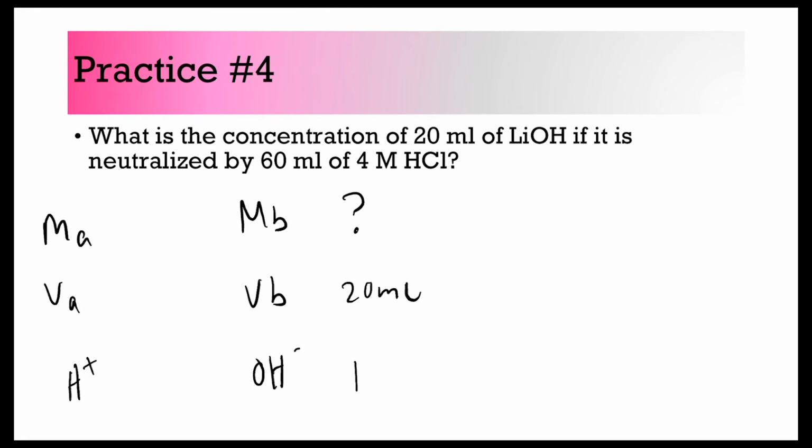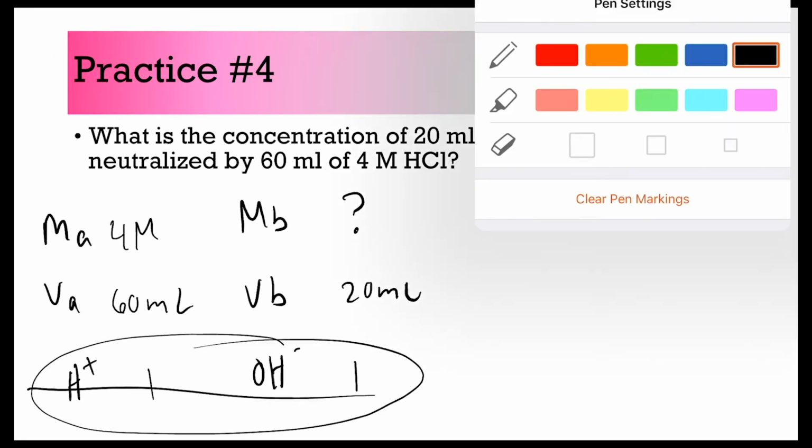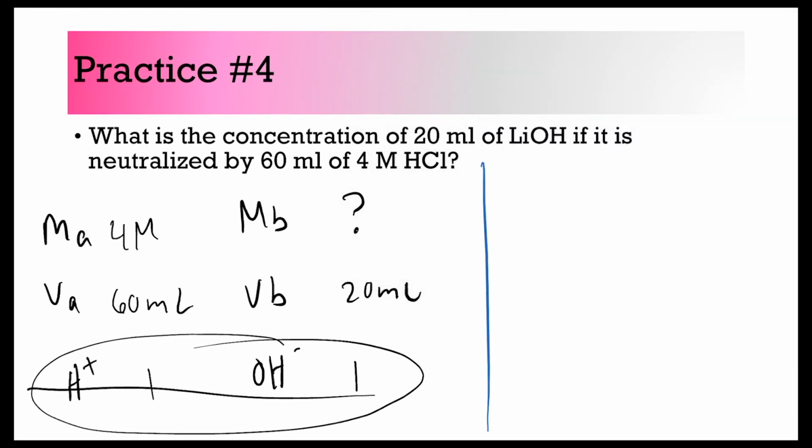It is neutralized by 60 mL of 4 molar HCl. So we have 60 milliliters of our acid. It's a 4 molar solution. And our acid gives off 1 H. So again, if it's like this, we can just kind of ignore it. So in this example, I will ignore it.